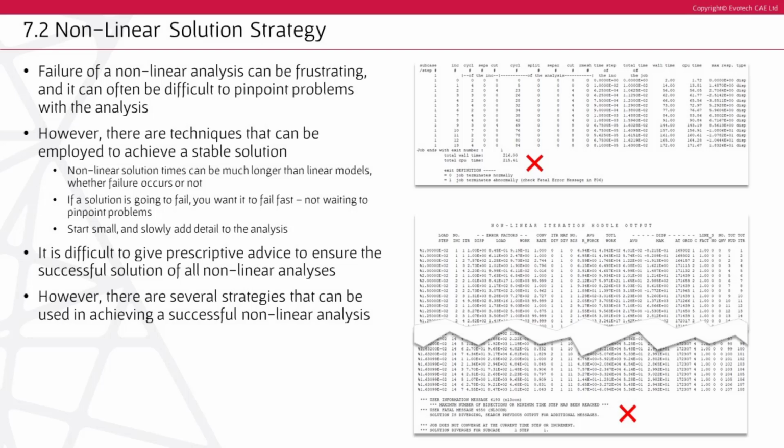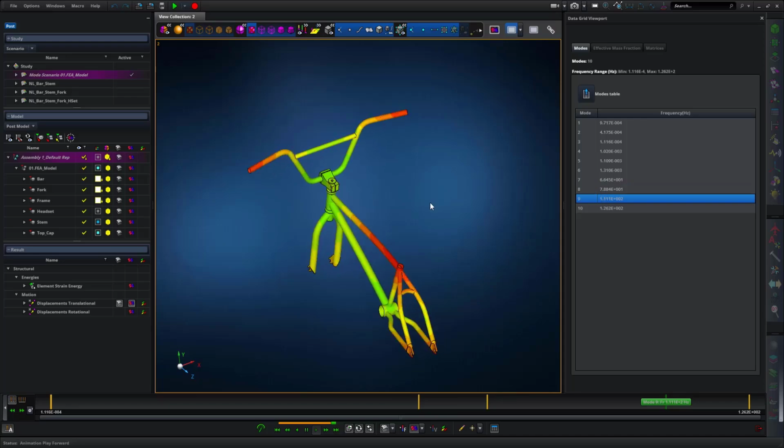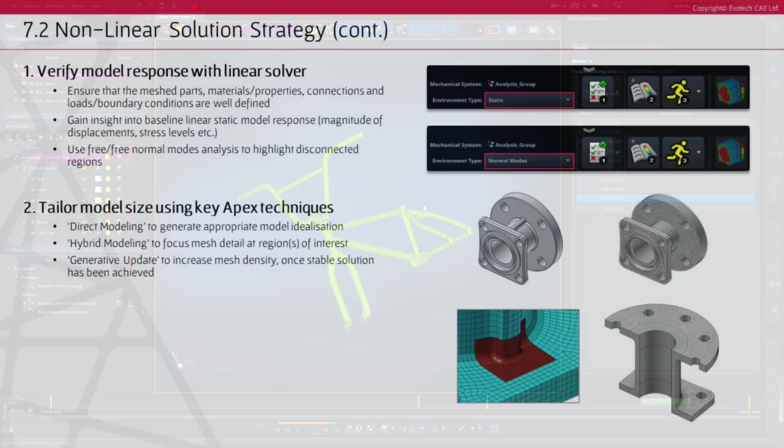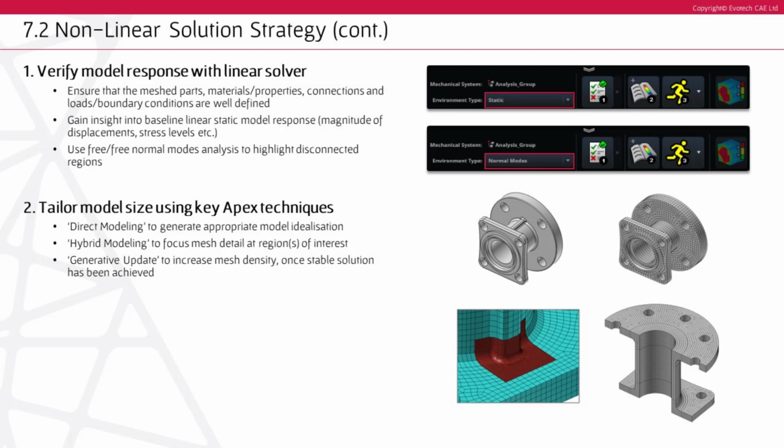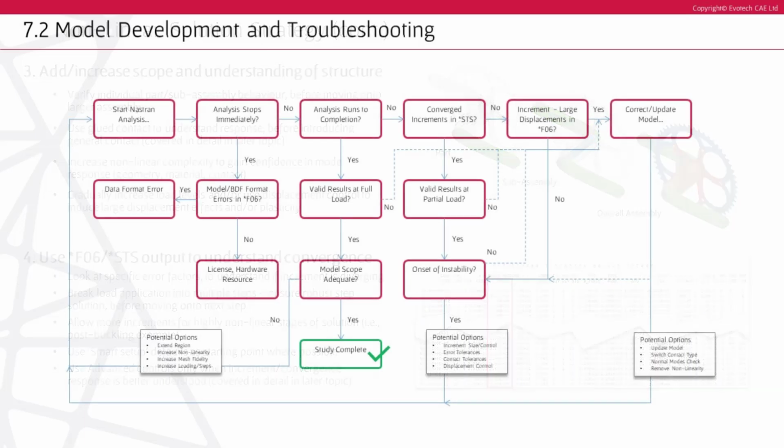Non-linear FEA may lead to long run times, often with an unsatisfactory outcome at the end of the analysis. During the course, we'll take you through many techniques to ensure successful output. These can range from initial linear solver verification, tailoring model size for optimal model fidelity, and means of increasing the scope of the structure, both in terms of assembly coverage and the extent of non-linearity in the model. We'll also give you the insight to troubleshoot a failed analysis and what corrective steps to take.